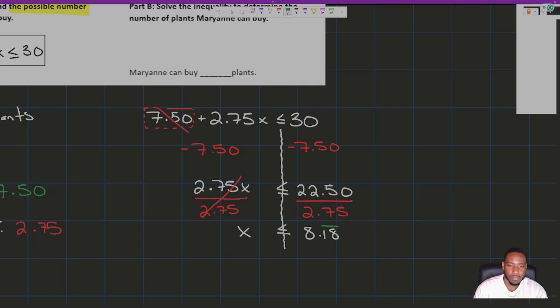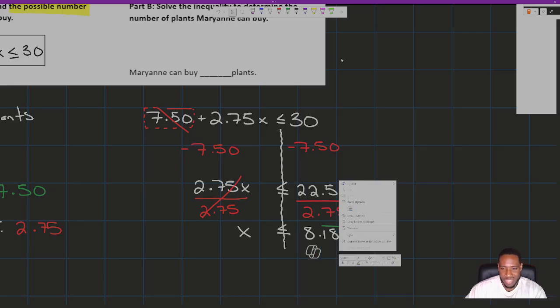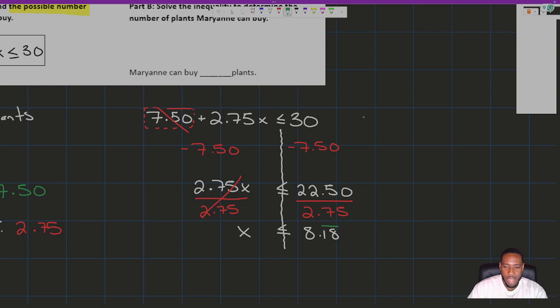So then the question is, well, how do we know how many plants she can buy, right? Because 8.18 doesn't really seem like a reasonable answer. We can't buy 18 hundredths of a plant. So we have to think about this logically. If we know we can buy 8 and some change, and we're thinking about the fact that our answer has to be a whole number, then it only makes sense that we can buy anything up to 8 plants, right? If we tried to round up to 9 plants, we wouldn't have enough money to pay for it. So 8 has to be our answer here.